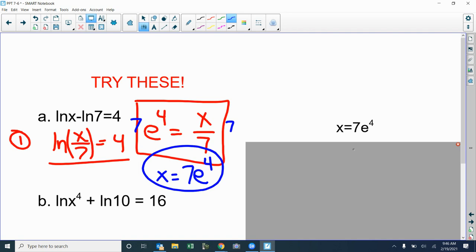The good news is we're doing the same stuff, we just have ln involved. What is ln? Base e. ln e is 1. e to the ln is 1. All right, see what you can do with that next one.